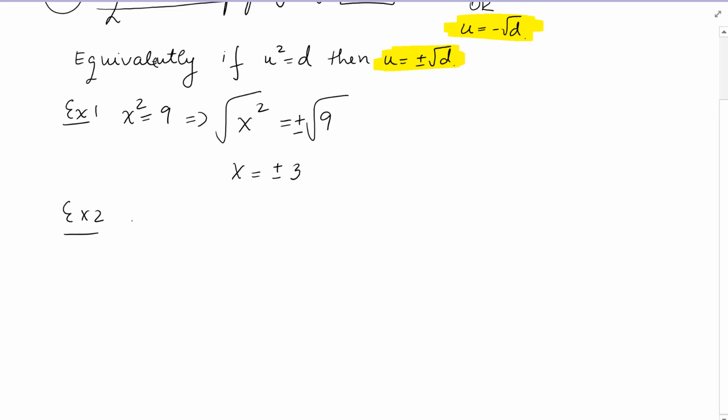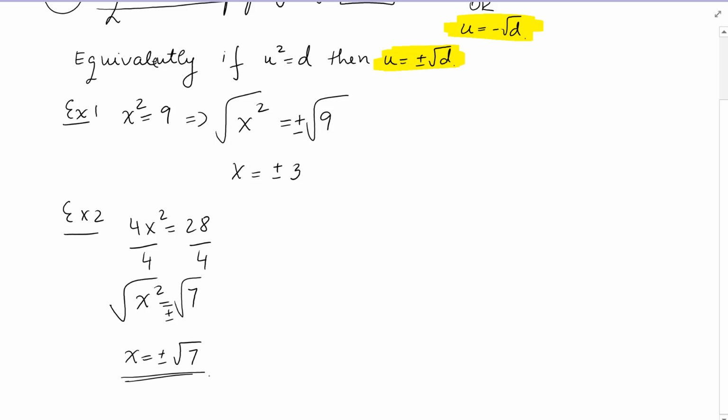Example 2. Let's say we have 4x squared equals 28. First of all, I don't have just x squared, so I'm going to divide by 4 on both sides. So we get x squared equals 7. Now using the square root property, we apply the square root and we put plus minus. So x equals plus minus square root of 7. How many solutions? 2 solutions.